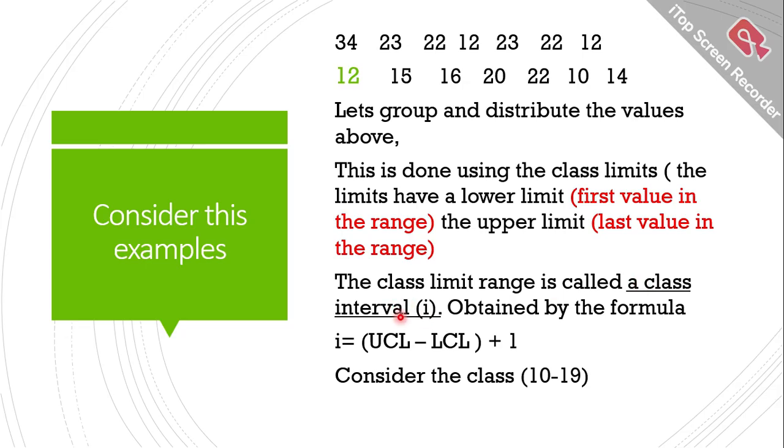A class interval will be the range. How do I know that from this starting number, where do I end? I should have something called a class limit range, or what I call a class interval, which has the symbol I. If I'm finding it, I take the upper class boundary, in this case 19, minus the lower class boundary, which is 10, and then I add 1. This is a ready-made formula. If I want to get the interval which I'm going to use, this is how I get it.